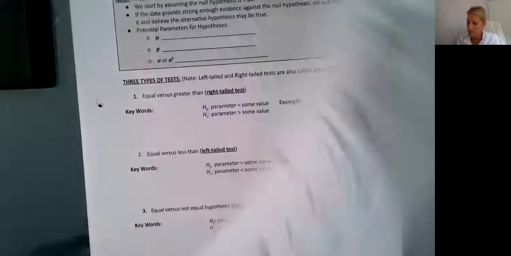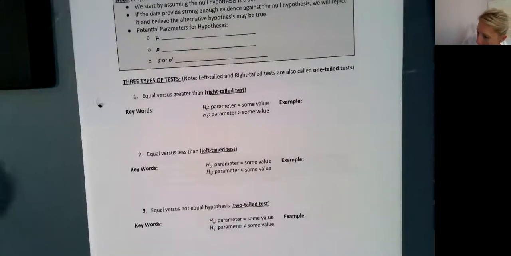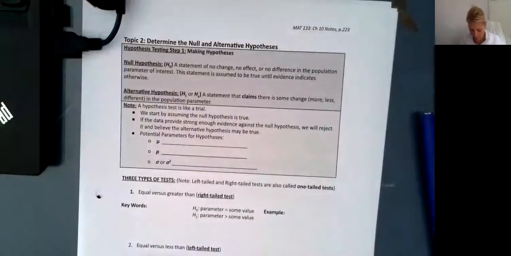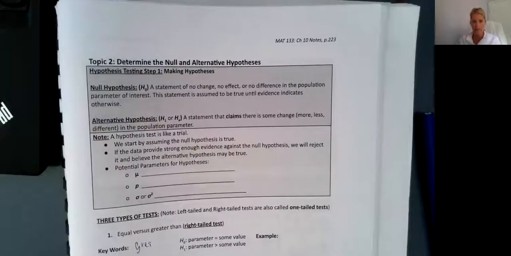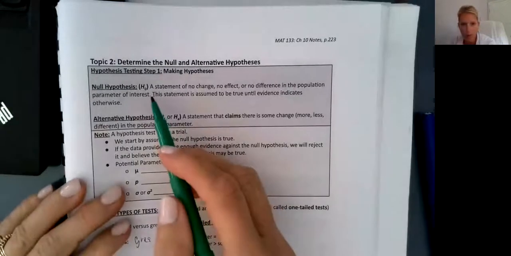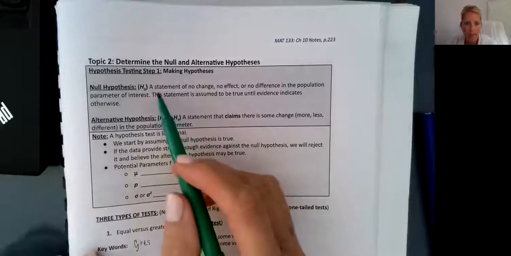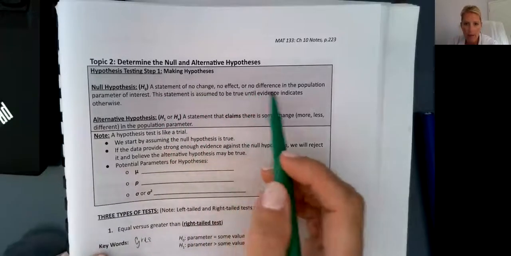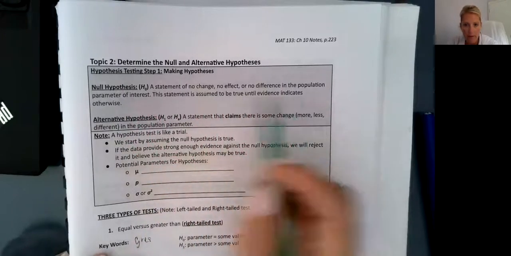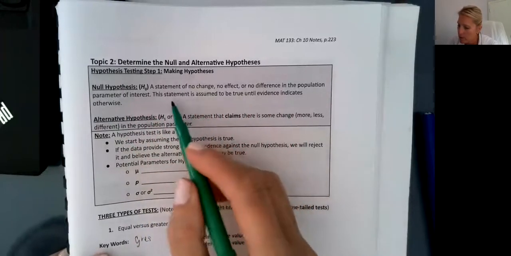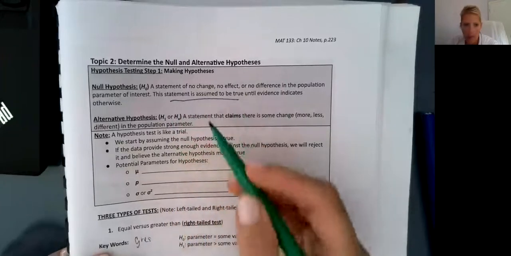Okay. So let's move on to page 213. Hypothesis testing step 1, making hypotheses. The null hypothesis, that's labeled H0, is a statement of no change, no effect, or no difference in the population parameter of interest. This statement is assumed to be true until evidence indicates otherwise. Okay, so this is what we think is true about the population.